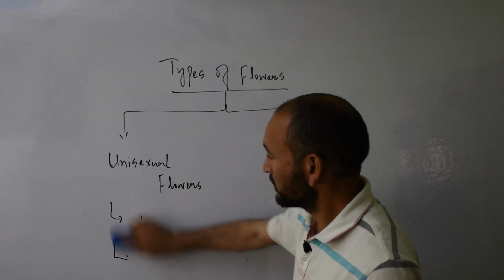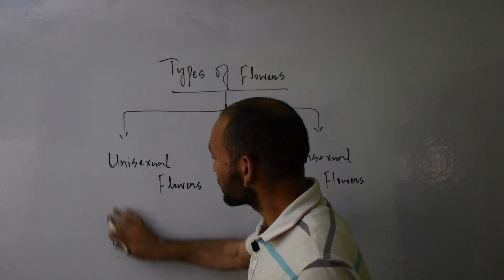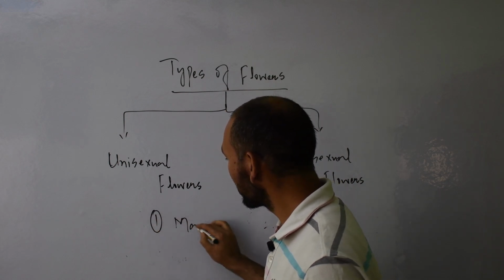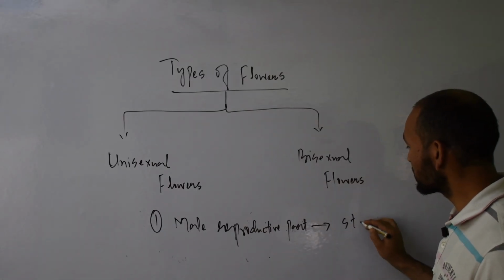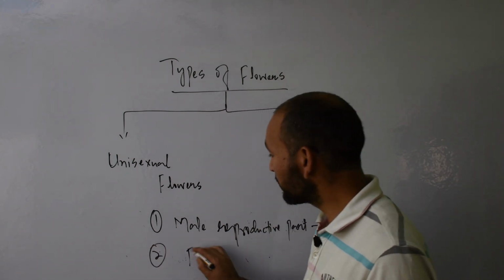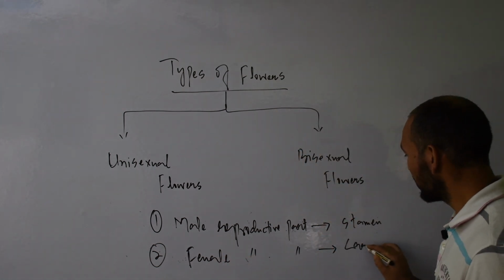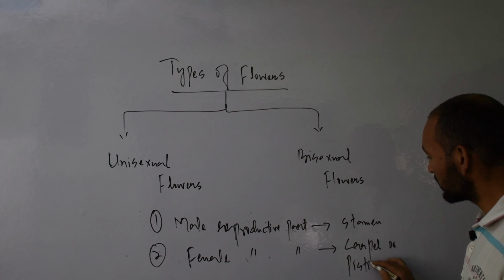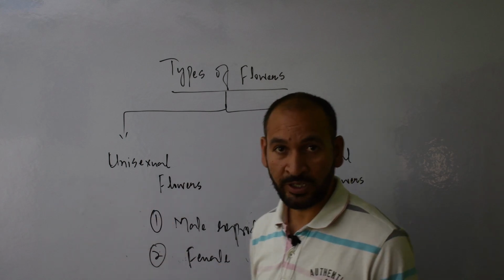When we look at this flower, we have two important parts in it. One is the male reproductive part, and this male reproductive part is the stamen. Second is the female reproductive part, and this female reproductive part in a flower, we call it carpel or we call it pistil.